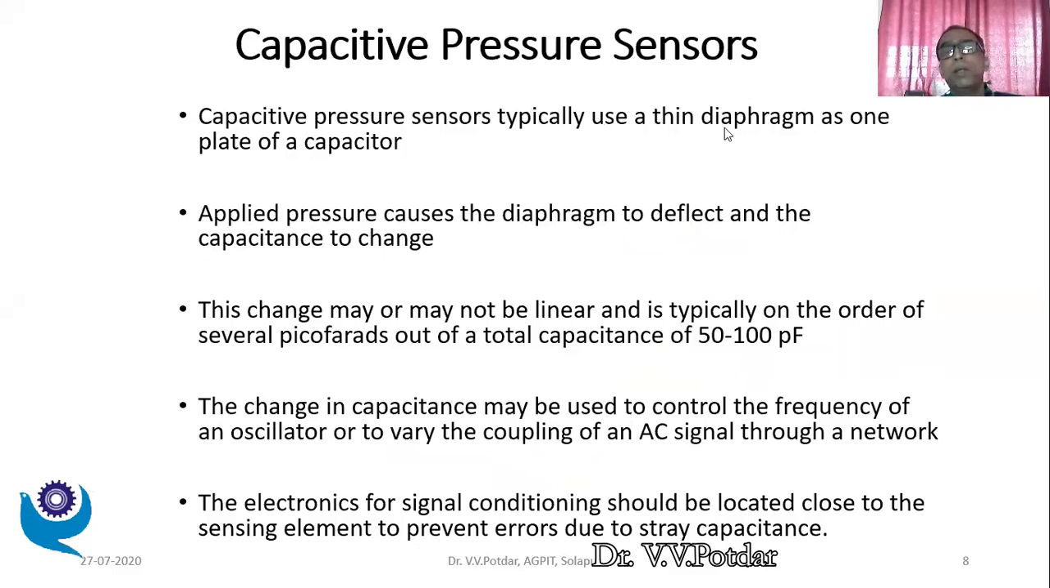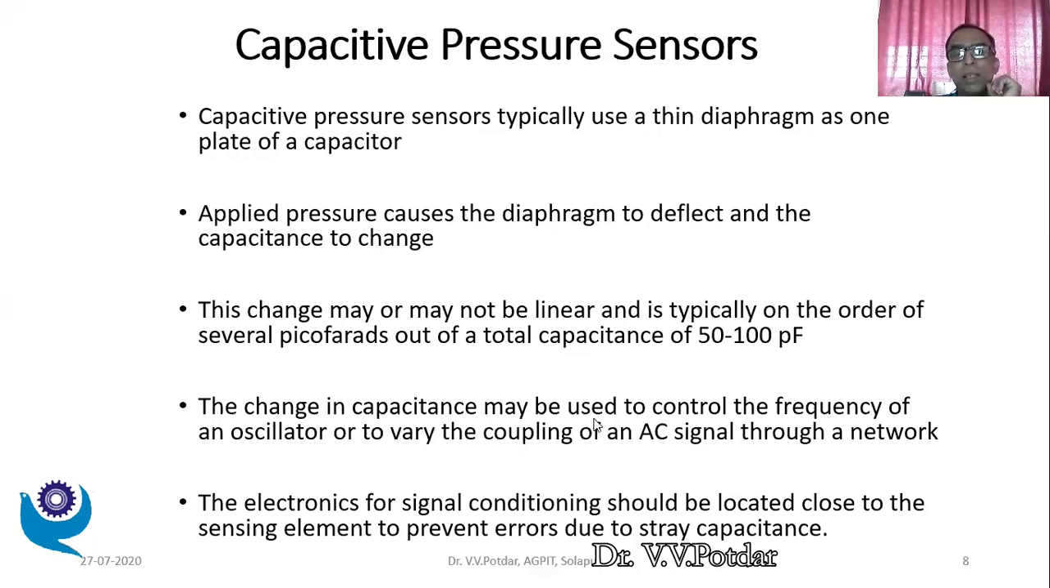Capacitive pressure sensors typically use a thin diaphragm as one plate of a capacitor. Applied pressure causes the diaphragm to deflect and the capacitance changes because the distance between the plates changes. This change may or may not be linear, and is typically of the order of several picofarads, where a picofarad is 10 to the power minus 12 farad, out of a total capacitance of 50 to 100 picofarads. So the capacitance change is very small.